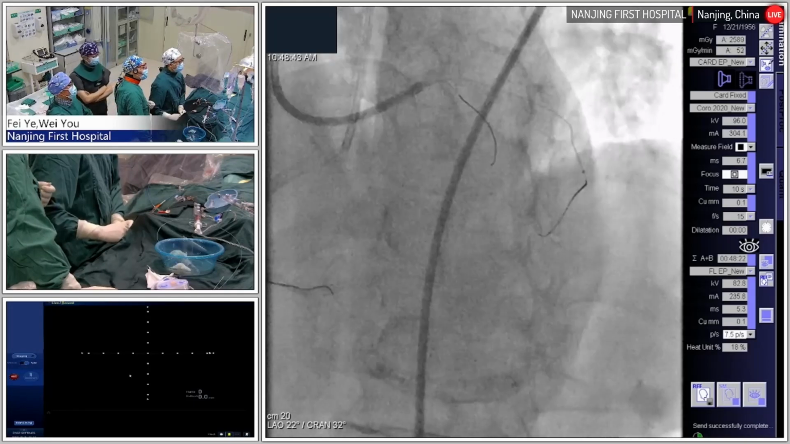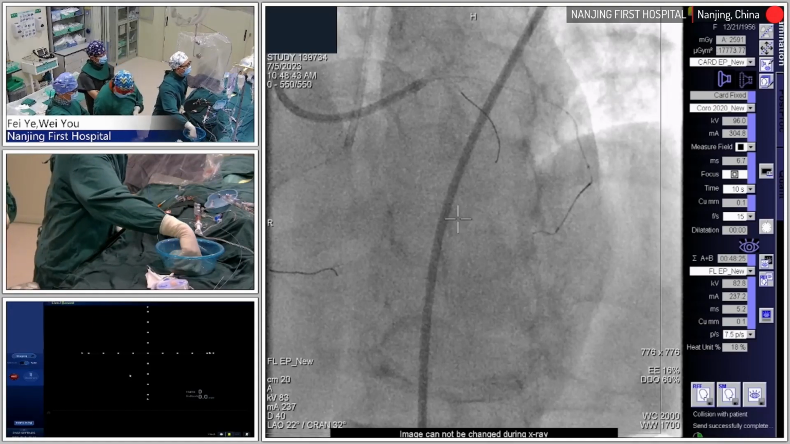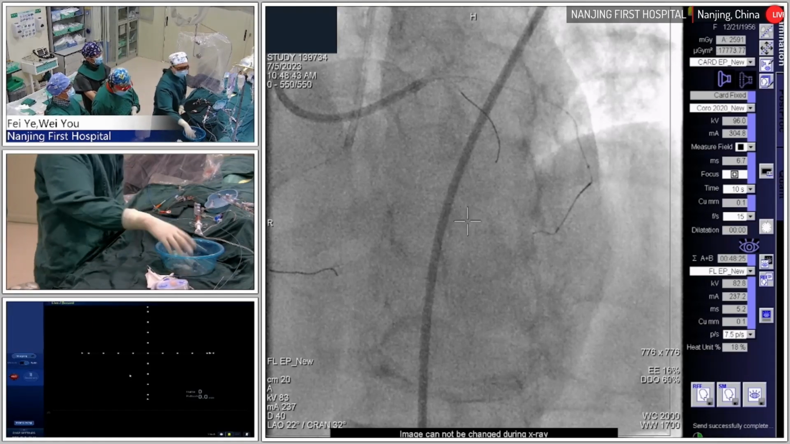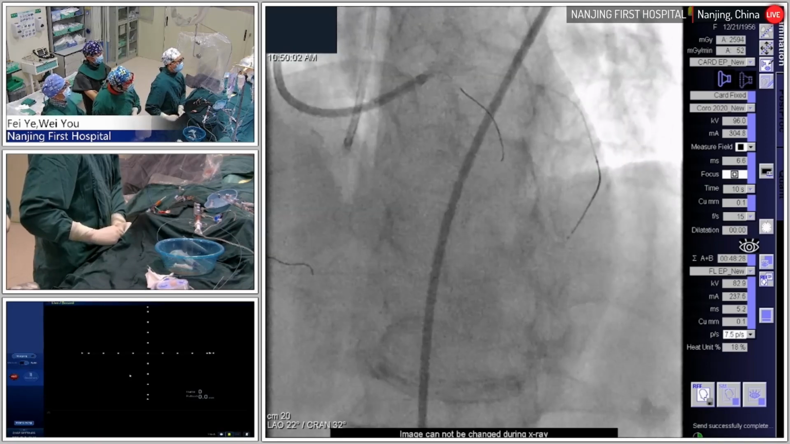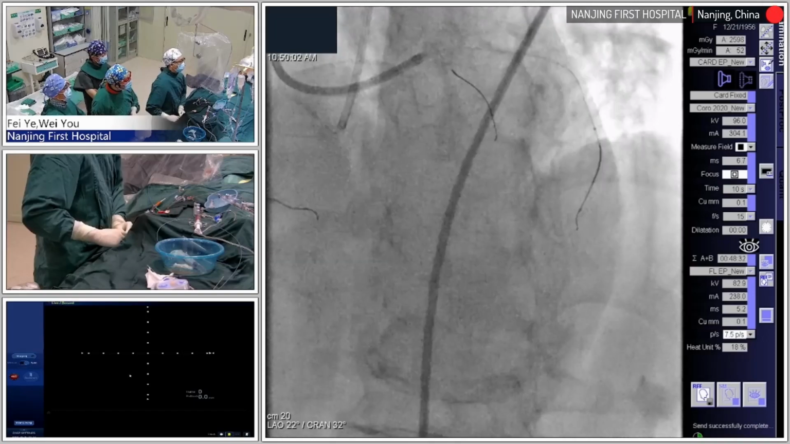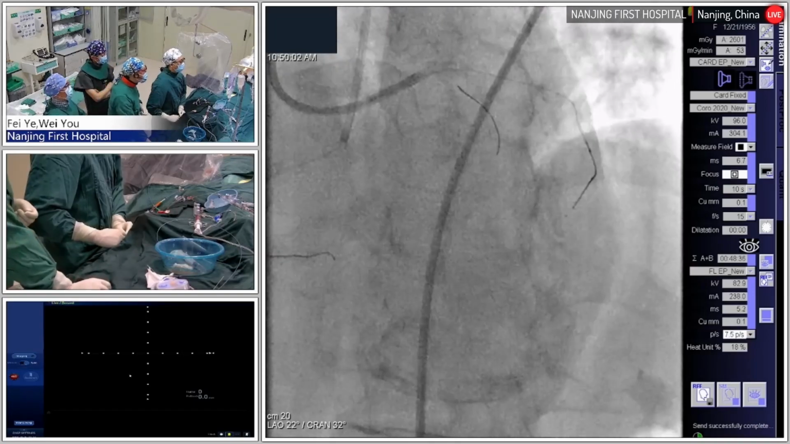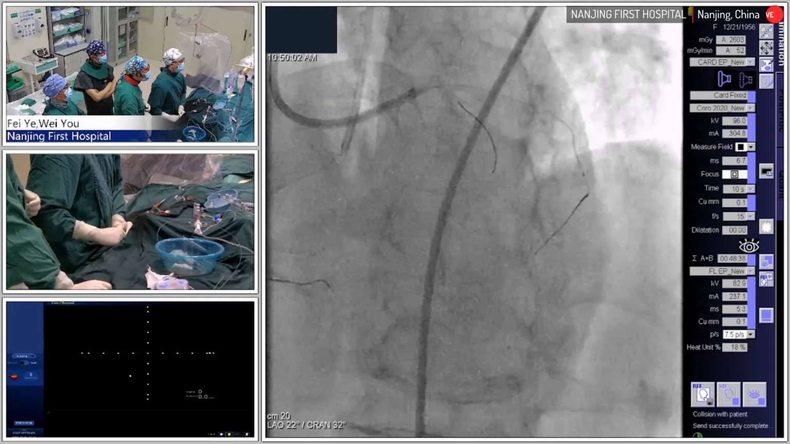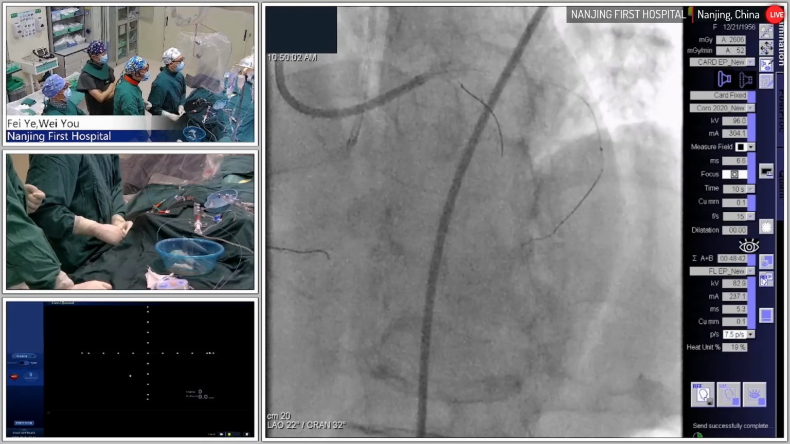You can show the previous angle again. Previous angle, please. No, retry again. Okay, here. Maybe a small branch. Yes, this will be maybe better.